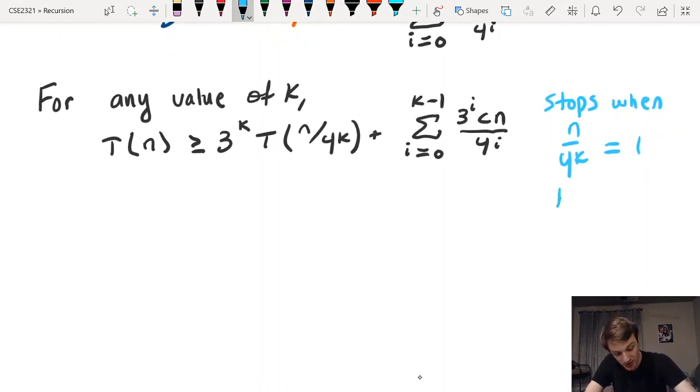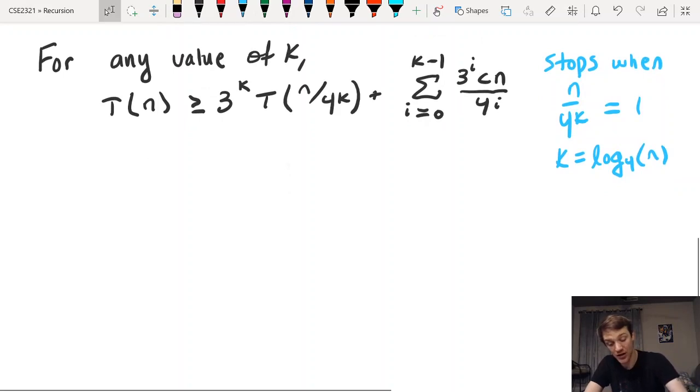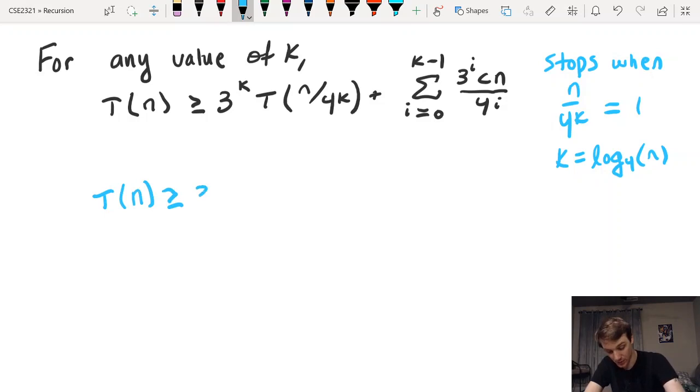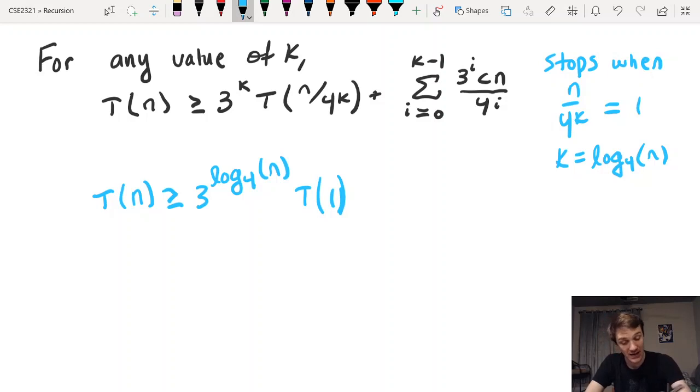Skipping some algebra, we solve that for k and get k equals log base 4 of n. Let us substitute that into our generic expression for k. So we have t of n greater than or equal to 3 to the log base 4 of n times t of 1. I know it's t of 1 because I chose n over 4 to the k to equal 1, plus the sum from i equals 0 to k minus 1 of 3 to the i times c times n all over 4 to the i.